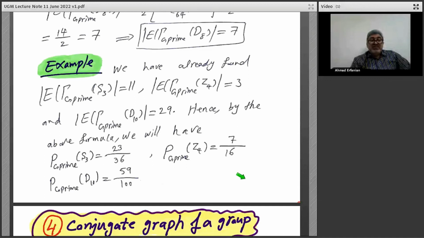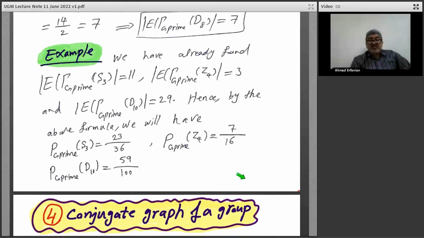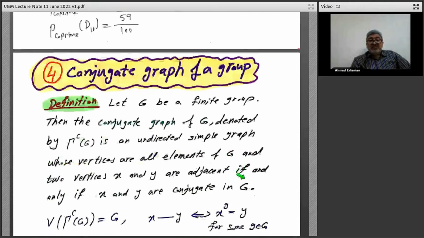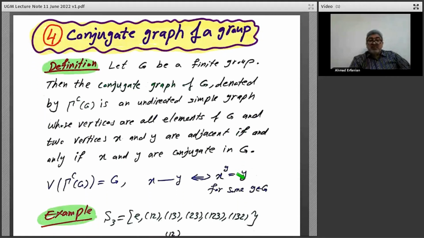And similarly for S3, the number of edges is 11, and also for Z4, here we have 3 edges. Now by this formula and D10, right? we can find the coprime degree for each of them. So if we have the number of edges, we can find the coprime degree, and conversely, if we have the exact value of the coprime degree, then we can compute the number of edges.